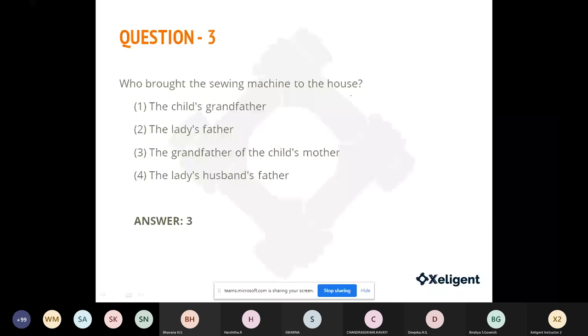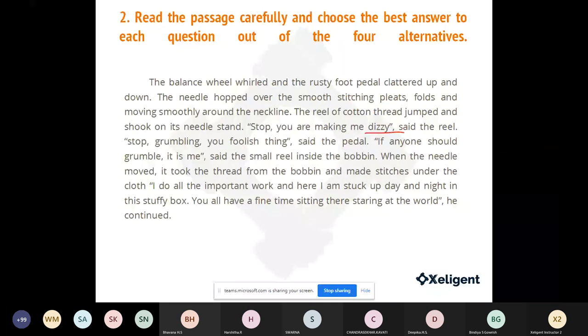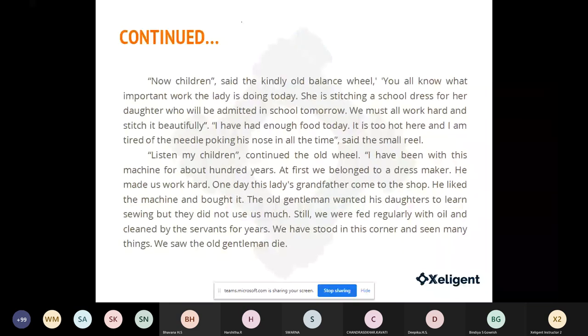See, there is a conversation taking place in the first passage. You can see first the reel of cotton is telling how the reel actually feels. He's feeling dizzy. And then in the next paragraph, now children, the old balance wheel is starting to speak. So this wheel is explaining about the lady's ancestors.